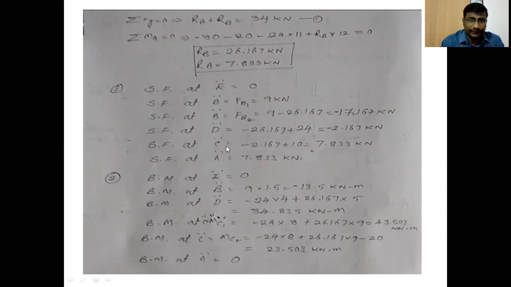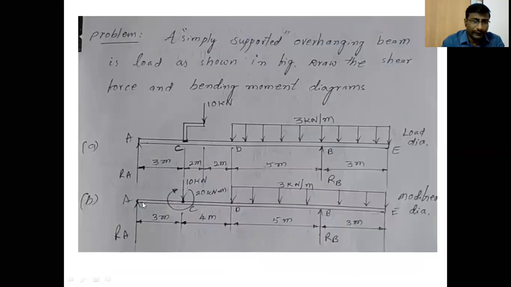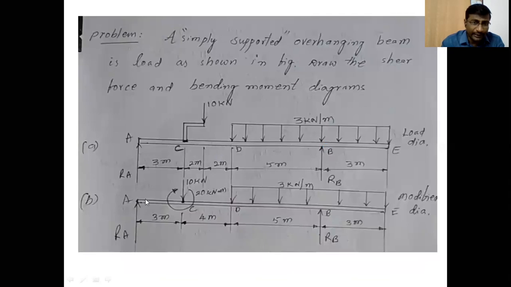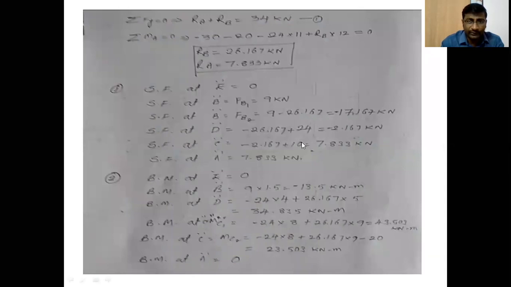Clear, students? Shear force at point C is 7.833 kilonewtons. Then shear force at point A. Shear force at point A means all the forces acting on the right side. Up to C it is 7.833, which is continuous between C to A, because there is no load acting between A and C. Therefore, the shear force is a horizontal line, constant from C to A. That's why shear force at point A is also 7.833 kilonewtons.